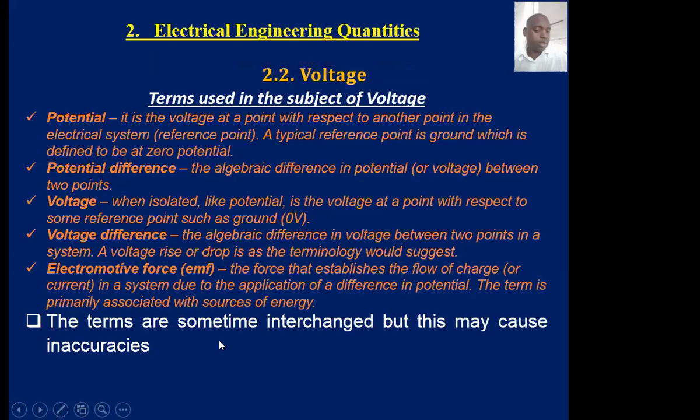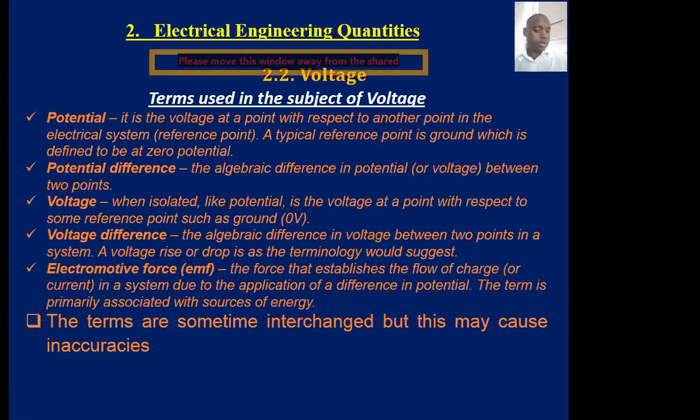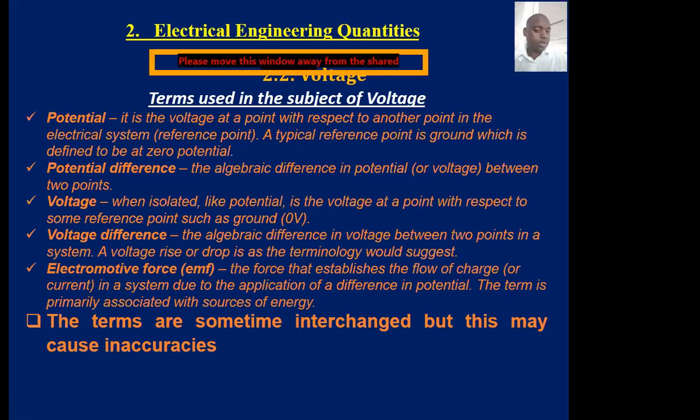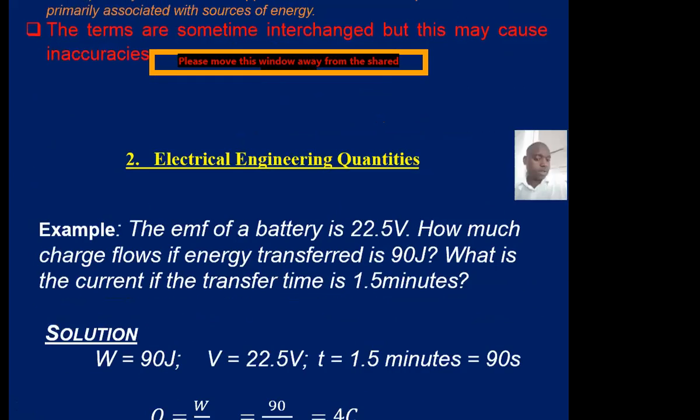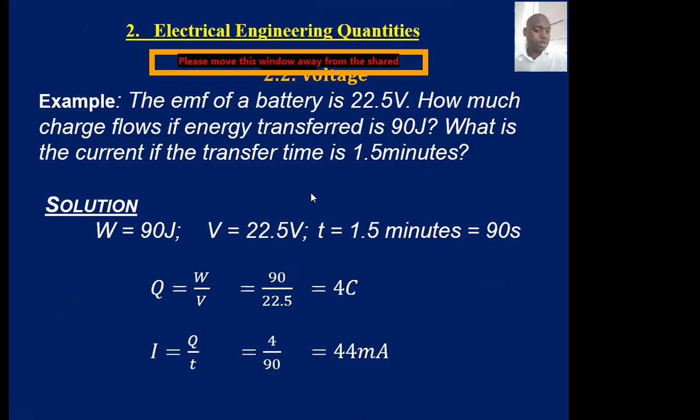So the terms are sometimes interchanged, but this may cause inaccuracies. So sometimes you have to be very careful when to use the term voltage drop and when to use the term potential drop. But again, we will clarify this as we move through the chapters. So voltage now, we have an example.